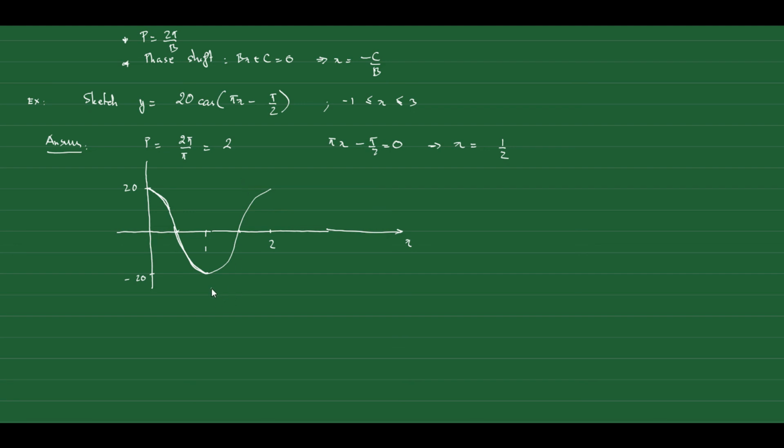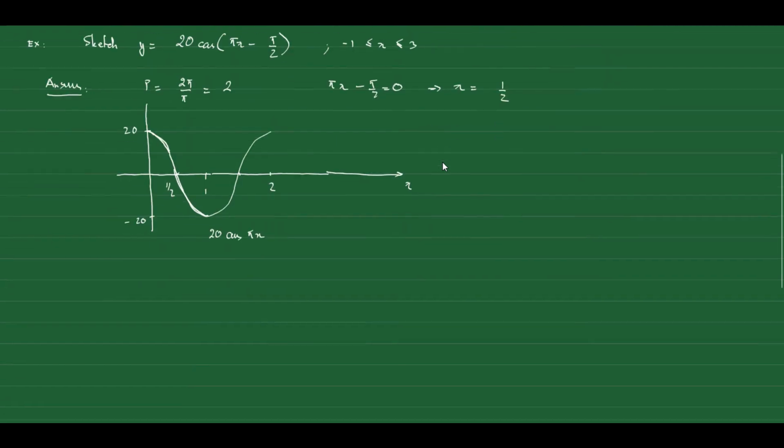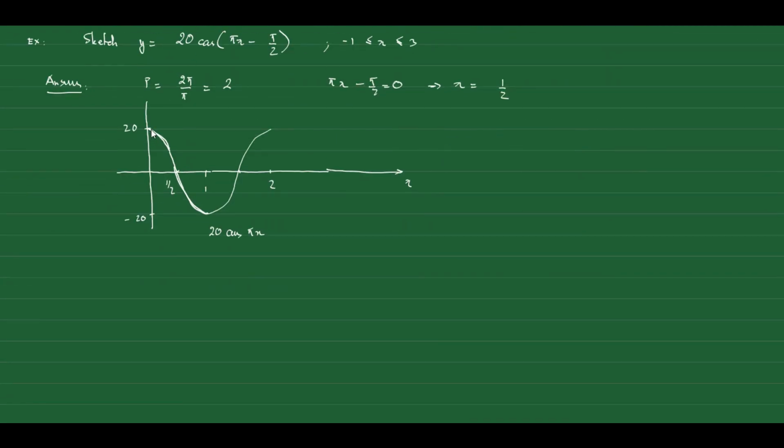So this is 20 cosine of pi x. Now we're gonna shift everything to the right a half unit. This is a half right here, right? Let's do it to the right half unit. I can use a different color right here. So right now it's gonna be here. Let's move everything to the right half unit, so it's going to be something like that.